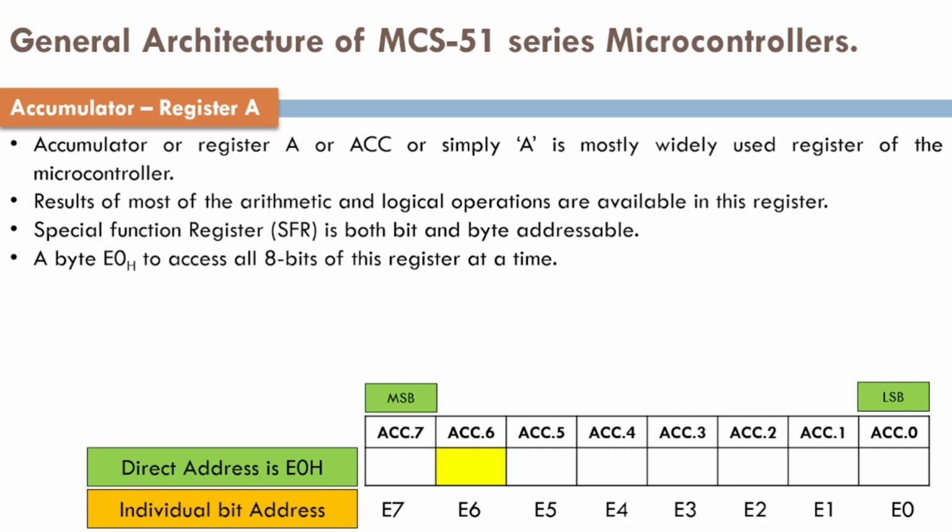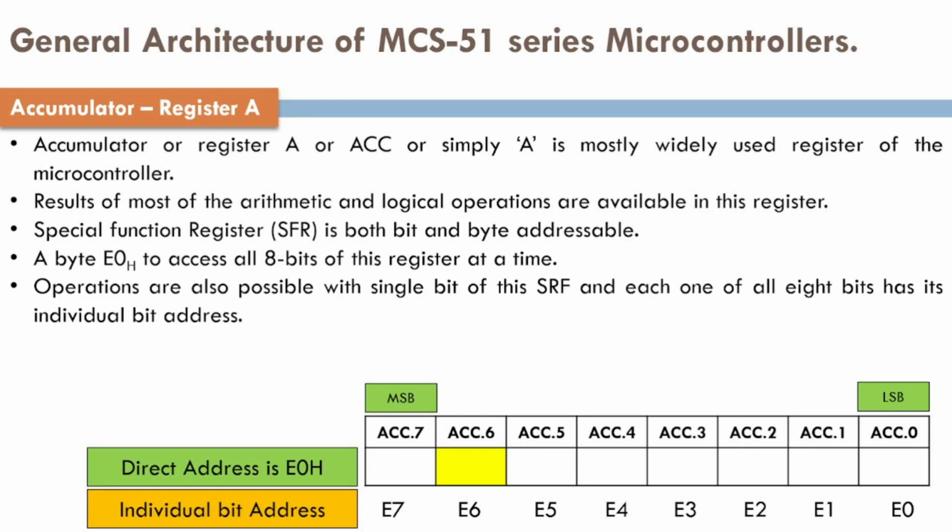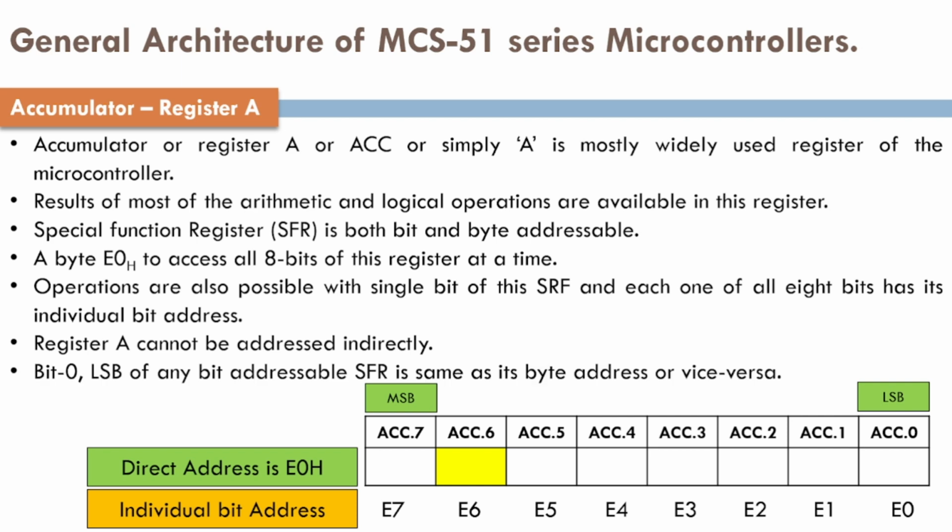E0H is the direct address of the accumulator, and it is used to access all 8 bits of this register at a time. Operations are also possible with a single bit of this SFR, and each one of all 8 bits has its individual bit address. Register A cannot be addressed indirectly. Bit 0, LSB, of any bit addressable SFR is the same as its byte address or vice versa.